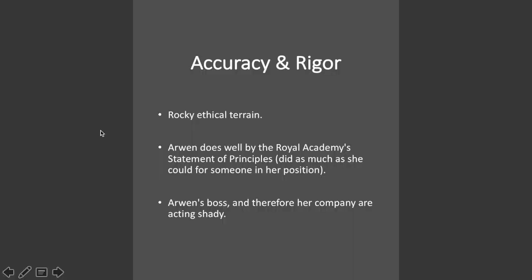My name is Ife Oluwa and I will start by talking about the first two principles of the Royal Academy Statement of Principles. So, regarding the accuracy and rigor component of the Royal Academy Statement of Principles, this case study treads on rocky ethical terrain. Arwen does well by these principles, in that she displayed competence and thoroughness in her work by identifying the risk in her company's improper testing of the pesticide's side effects, and she seemed unwilling to let her boss be misled into thinking that the pesticide was properly tested when she brought the issue to light.